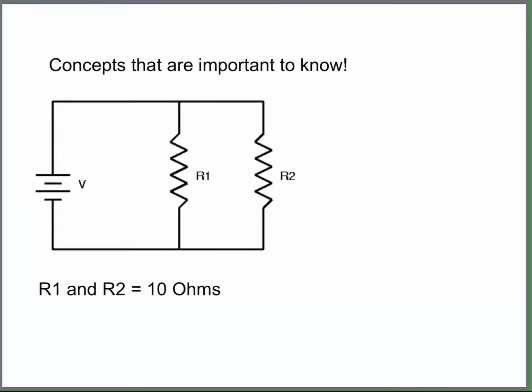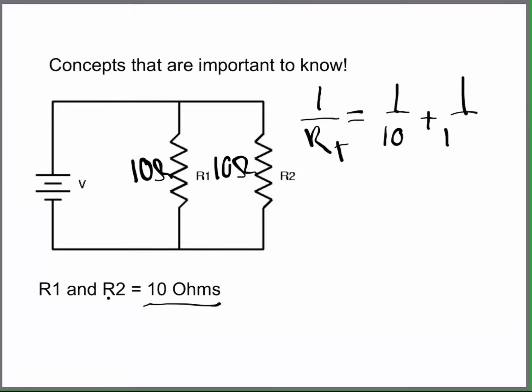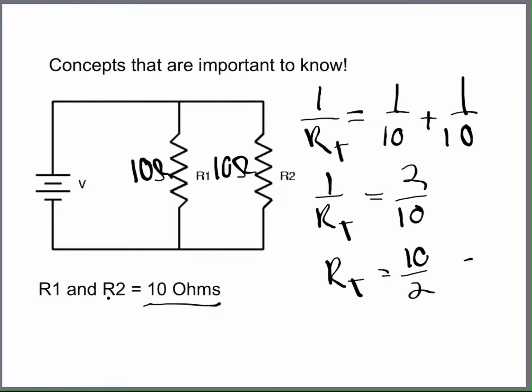So last thing I want to talk about is just a concept you absolutely need to know. There's really two concepts wrapped up into one. Now, what I'm doing here is something reasonably simple. I'm making both of these 10. Now, I want to find out what the total resistance is here. So we'll just do it really quick like we did before. 1/10 plus 1/10. 1 over R total equals 2/10. So R total is going to be 10 over 2 or 5.